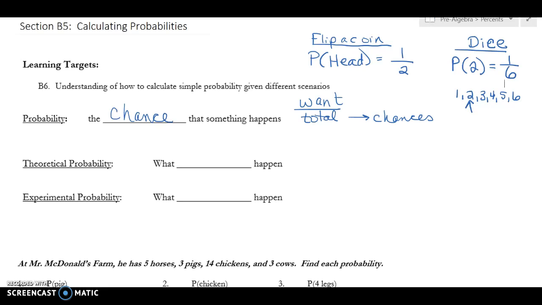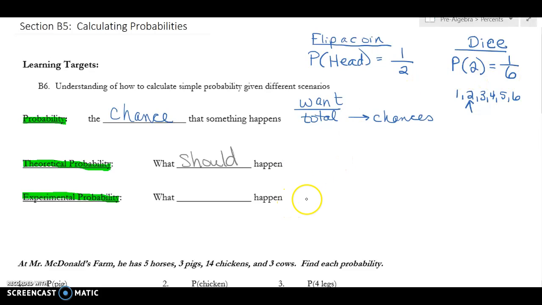Now there's two different types of probability: theoretical probability and experimental probability. Theoretical probability is what should happen, theoretically what should happen. So if I roll a dice, my probability of getting a 2 is 1/6.